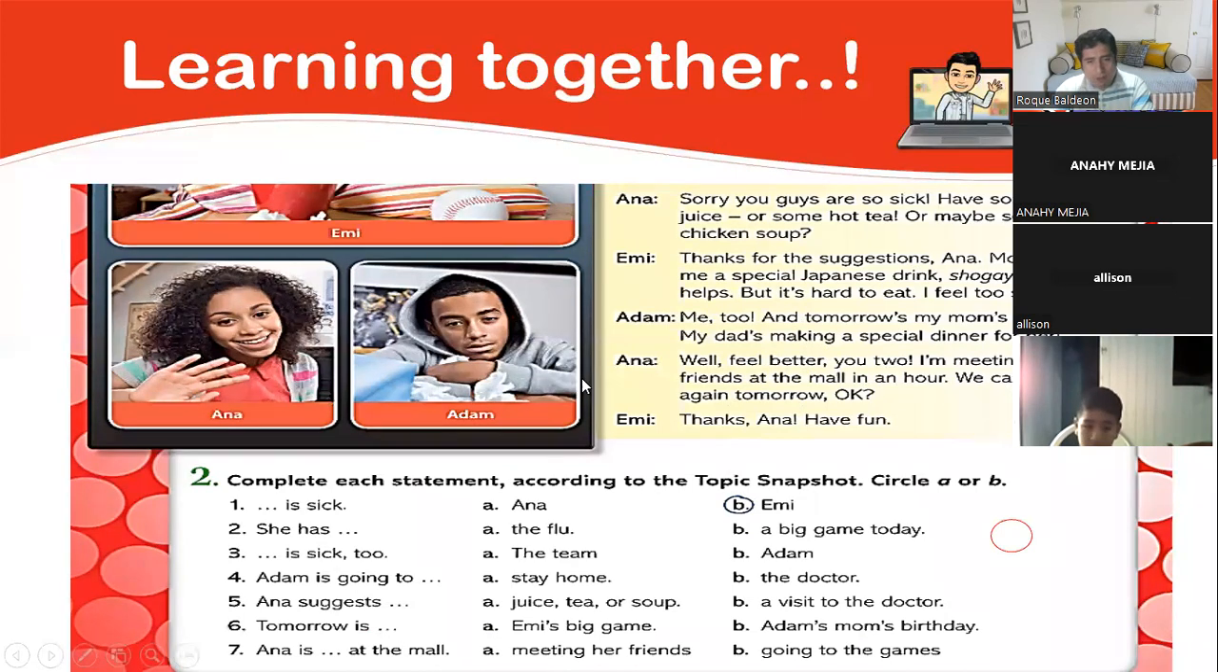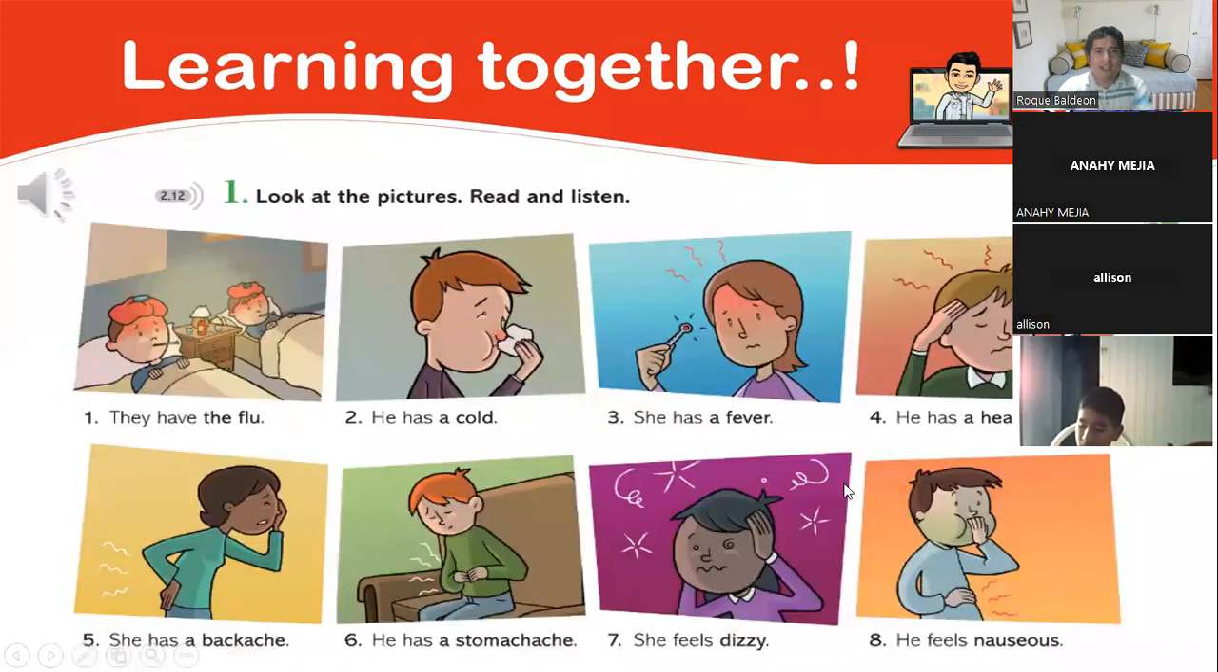Good. Bueno, eso lo vamos a ver la próxima clase, students. Lo que yo quiero más que vean es de aquí, lo que son enfermedades, sickness, ¿ya? Vamos a imitar después. Come on, here we go.